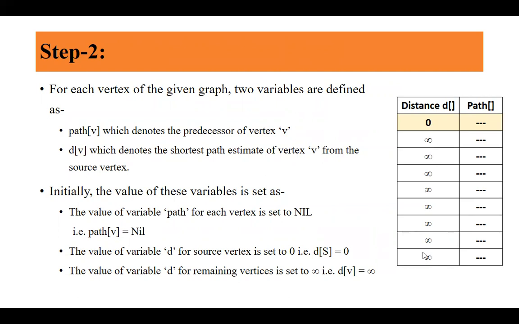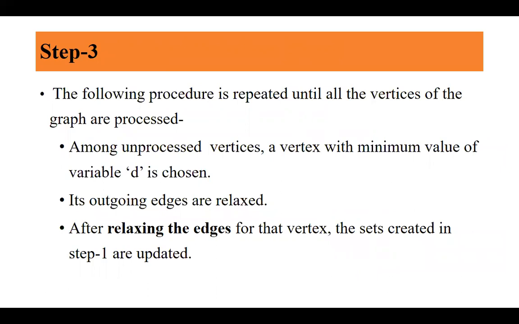Fine. Now, step 3. The following procedure is repeated until all the vertices of the graph are processed. Among unprocessed vertices, a vertex with the minimum value of variable D, that is distance, is chosen. Its outgoing edges are relaxed. Outgoing means the edges which are going out from the vertex. After relaxing the edges for that vertex, the sets created in step 1 are updated.